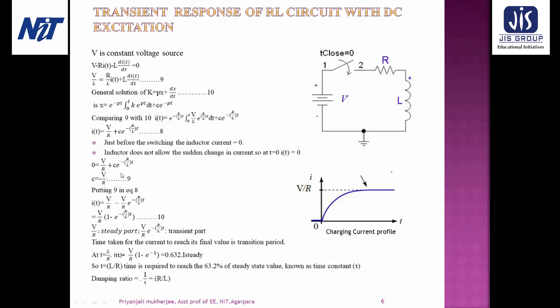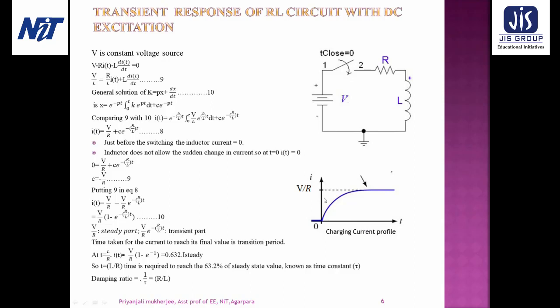We put this value of c into equation 8, so i(t) is equal to V by R minus V by R e to the power minus R by L t, or V by R into 1 minus e to the power minus R by L t. Now this V by R is the steady part, and V by R e to the power minus R by L t is the transient part. The overall equation is 1 minus exponential, so it becomes an exponentially increasing function, and this is the current profile.